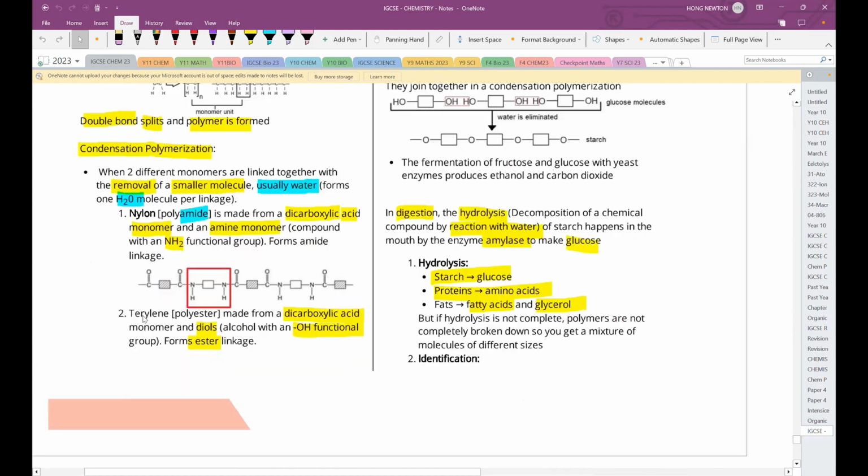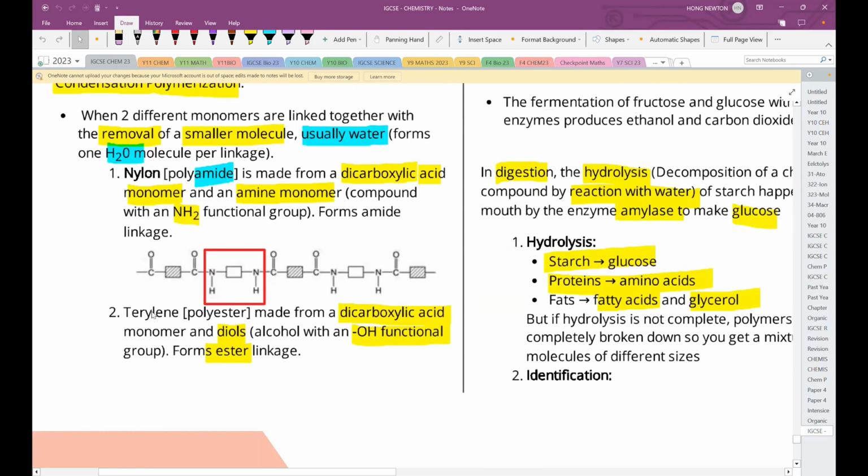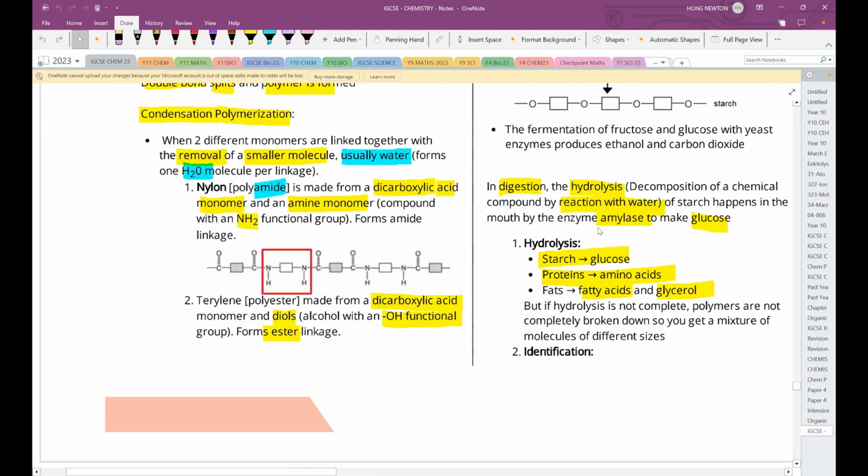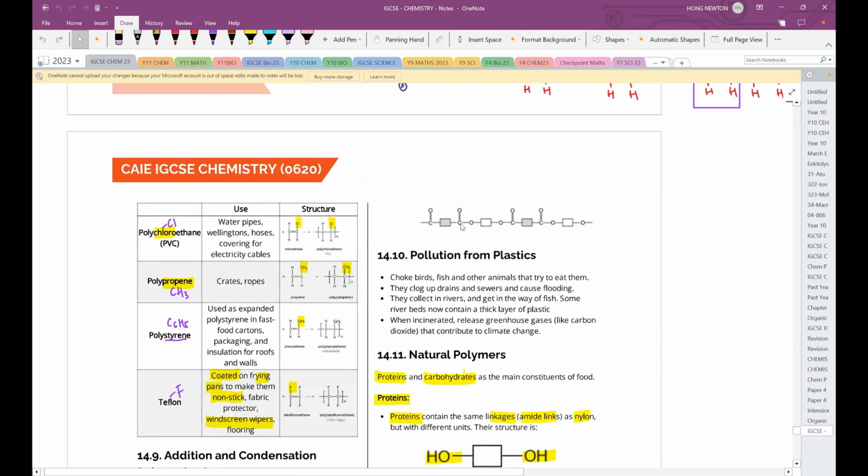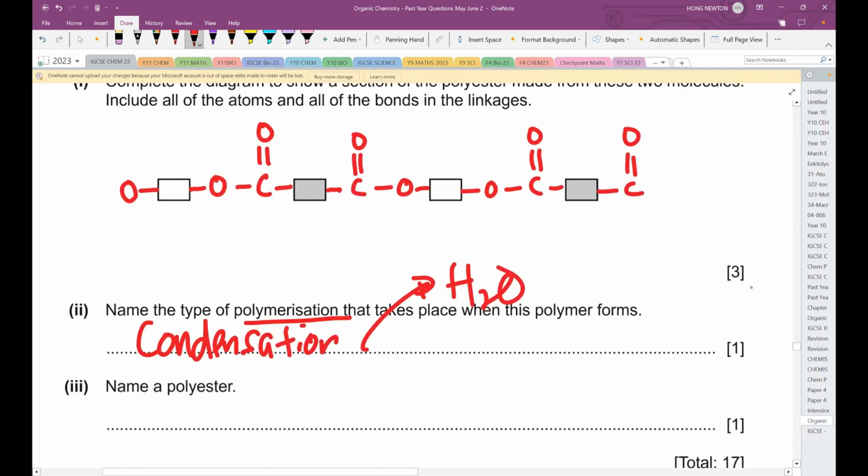Polyester, what is the name? You can write down, this one is a terylene. Okay, terylene. You see, terylene. So the terylene, what is the bonding just now? It's like this. This is the bonding, right? So you write down terylene.